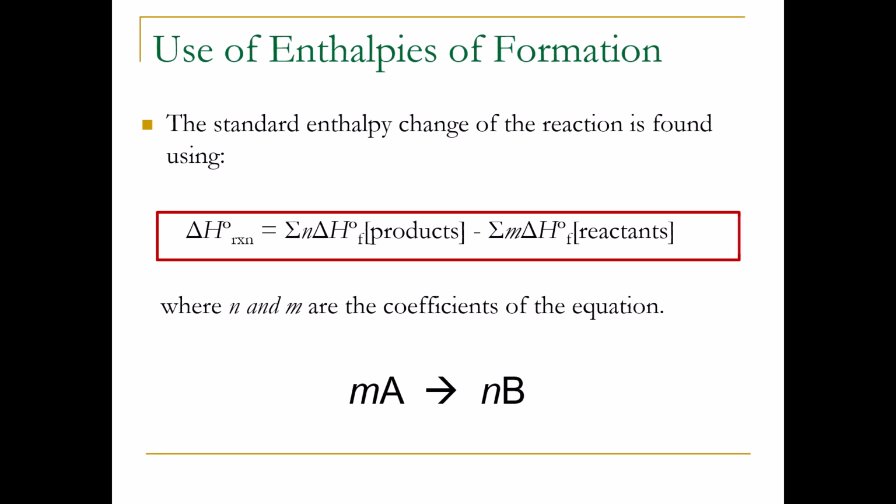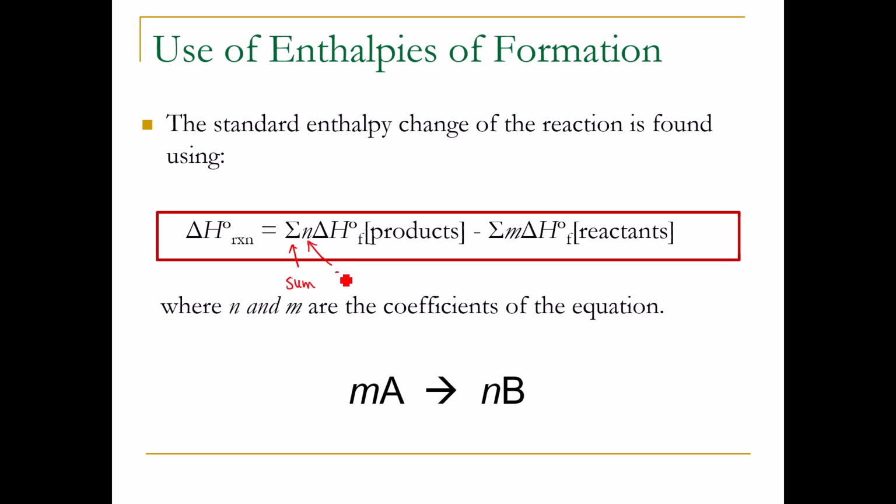Alright, calculating delta H from these heats of formation, we're going to follow the same idea we had before of products minus reactants, and we're going to apply this to a whole reaction. So we're going to add up all of the delta H values for products and subtract from that all of the delta H values for the reactants. So this is our summation. Right, so that's summation. N is our coefficient.